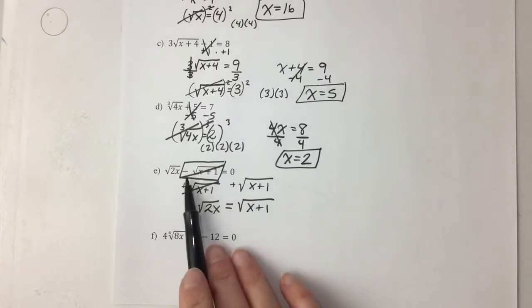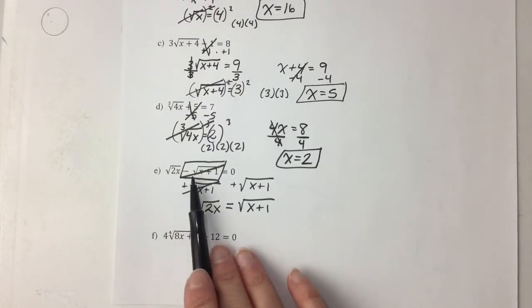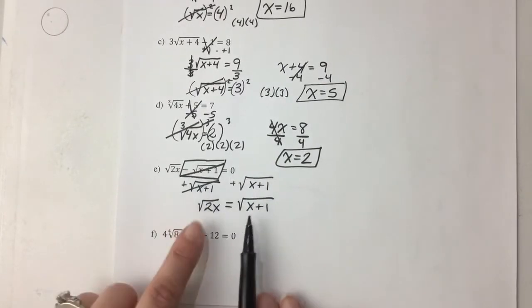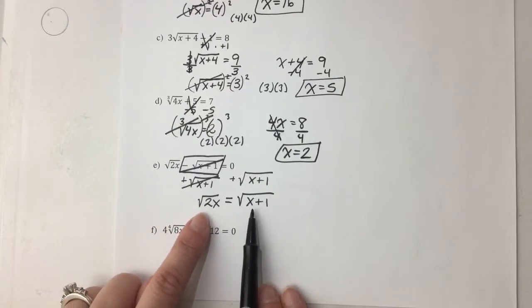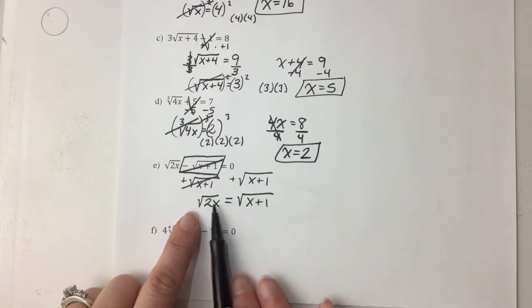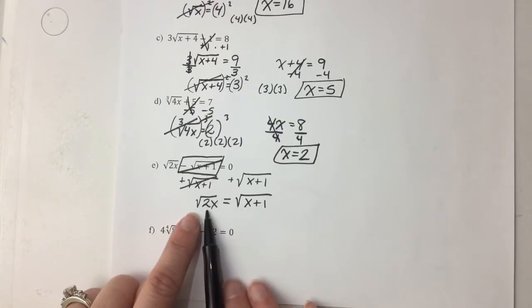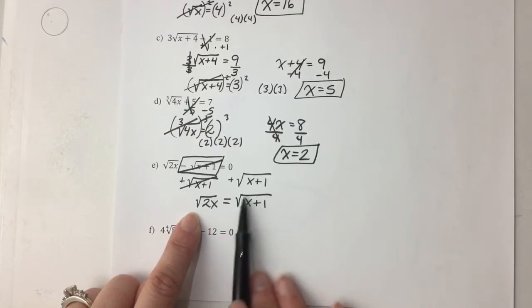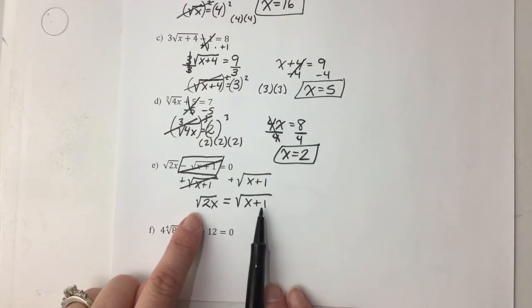So what I did is I took this negative, or minus, the square root of x plus 1 and I plopped it over to the other side. And now they're both positive radicals. I have 1 on each side. So technically, this passes our step 1. This side is just a radical and what's underneath. This side is just a radical and what's underneath. So step 1 is complete.